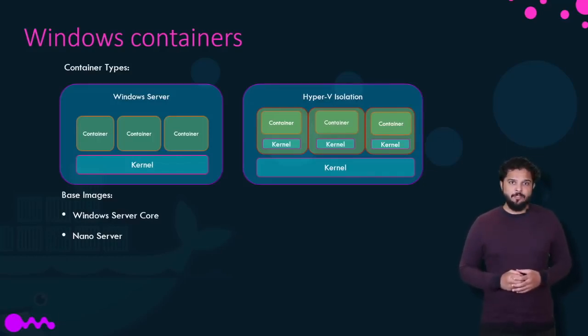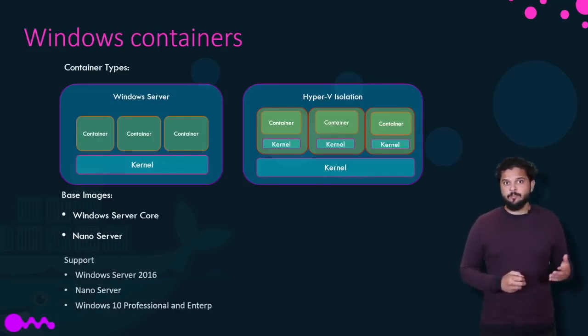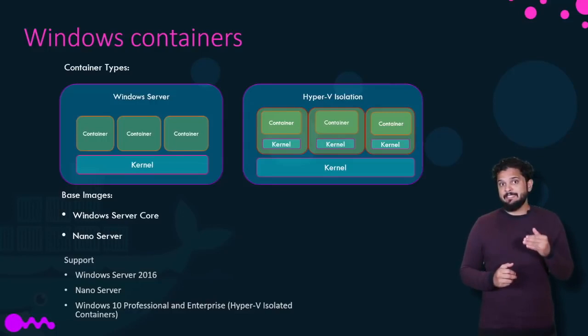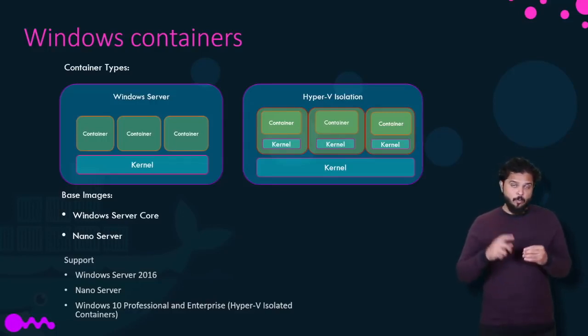Finally, Windows containers are supported on Windows Server 2016, Nano Server, and Windows 10 Professional and Enterprise Edition. Remember, Windows 10 Professional and Enterprise Edition only supports Hyper-V isolated containers, meaning, as we just discussed, every container deployed is deployed on a highly optimized virtual machine. Well, that's it about Docker on Windows.